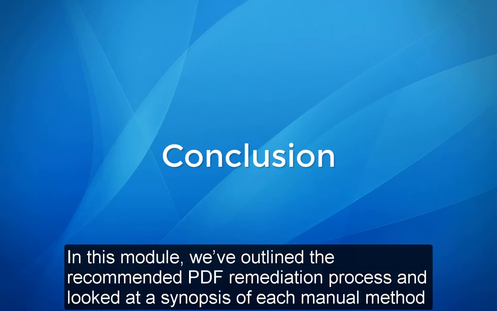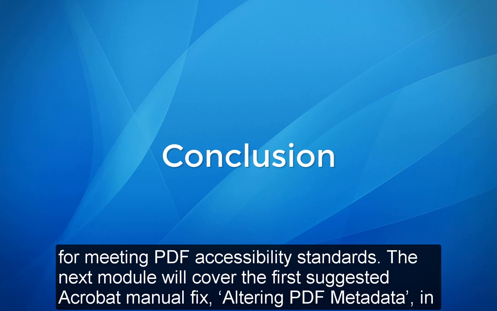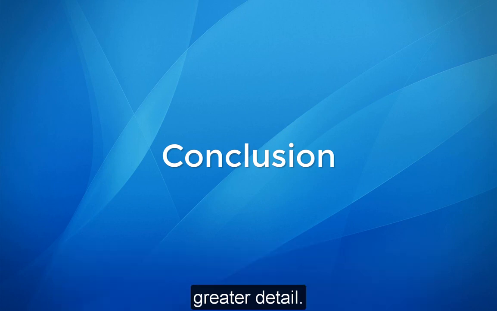Conclusion. In this module, we've outlined the recommended PDF remediation process and looked at a synopsis of each manual method for meeting PDF accessibility standards. The next module will cover the first suggested Acrobat manual fix, altering PDF metadata, in greater detail.